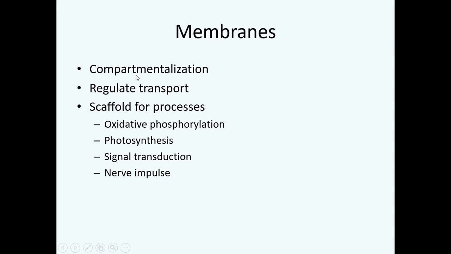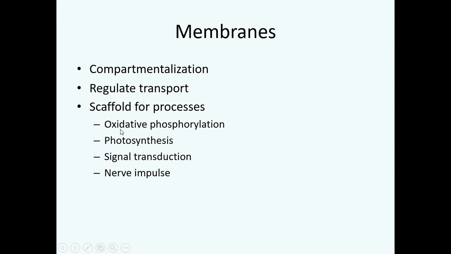The membranes are made up of lipids which have a hydrophobic interior. So therefore, substances cannot freely move through the membranes. Movement of substances is mediated by a special type of transport proteins which are embedded in the membrane. In this way, the process of transport across the membrane is regulated. Membranes also act as a scaffold for carrying out different types of processes.